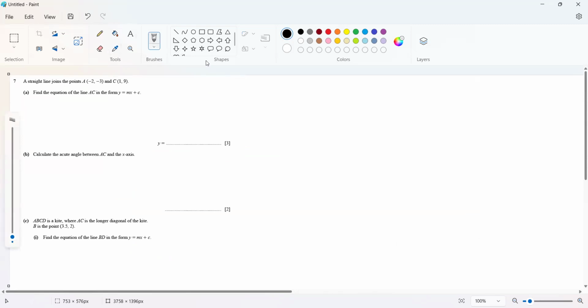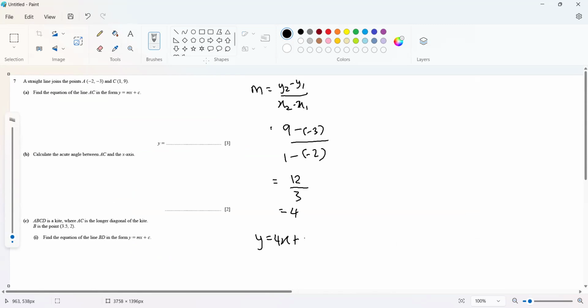A straight line joins -2, -3 and 1, 9. Find the equation of the line. So we have gradient equals y2 minus y1 over x2 minus x1. I start from 9. So 9 minus -3, whole thing divided by 1 minus -2. So that's 12 over 3, which is 4.